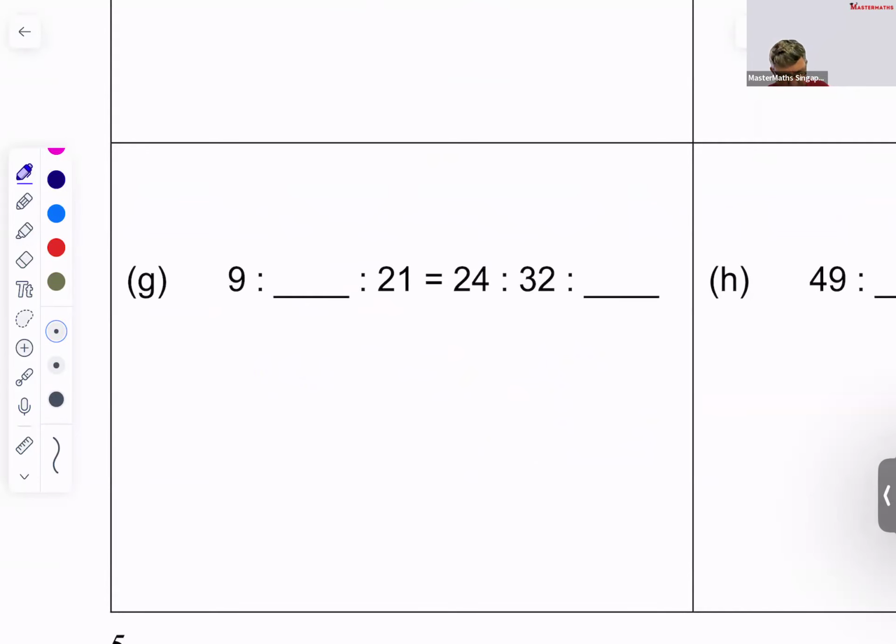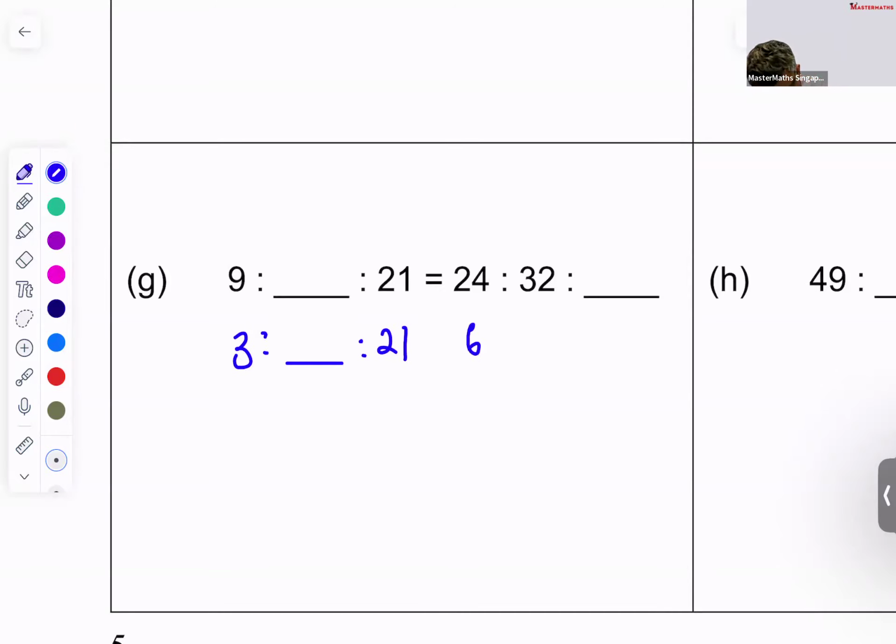9 is to something is to 21. It's the same as 24 is to 32 is to something. What do we do? We reduce. 9 can be divided by 3. 3 is to something is to 21. Then this one I can divide by 4. 6 is 2, 4, 8, right? 8 is to something.